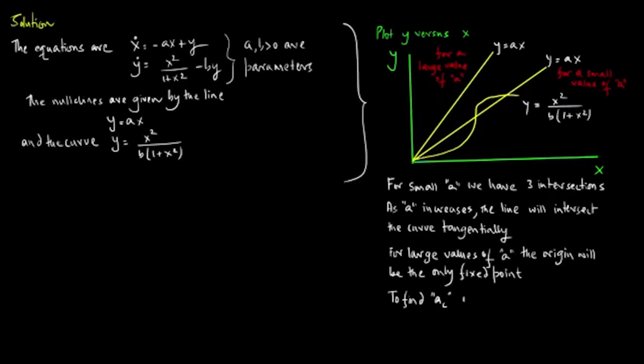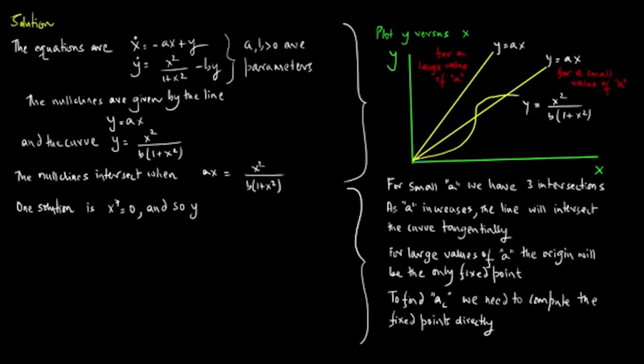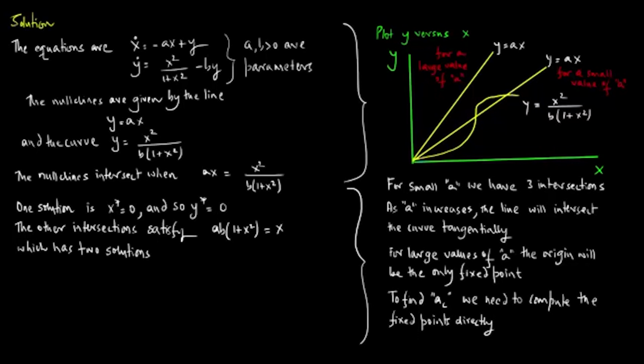And to find a critical, we need to compute the fixed point directly. Now note that the null lines will intersect when ax is equal to x squared divided by b times 1 plus x squared. So one solution is x star is equal to 0, and so y star is equal to 0. And the other intersections satisfy ab times 1 plus x squared is equal to x, which actually has 2 solutions. x star is equal to 1 plus minus the square root of 1 minus 4 a squared b squared, divided by 2ab.